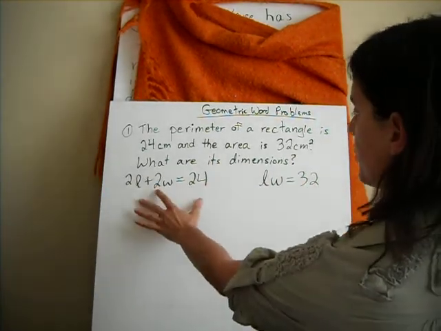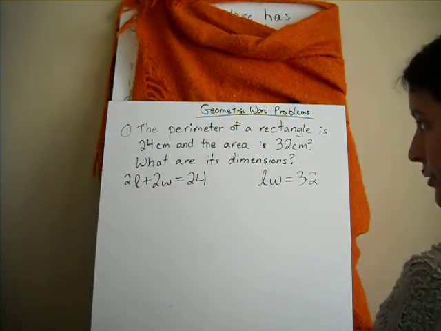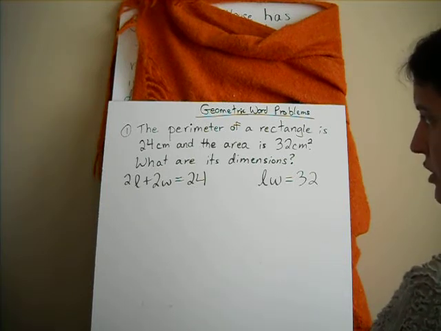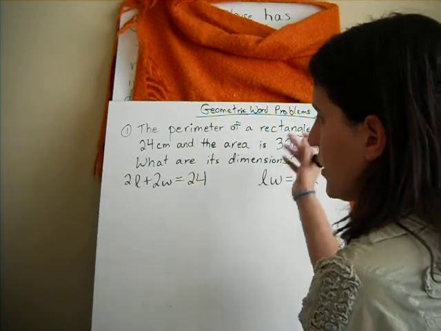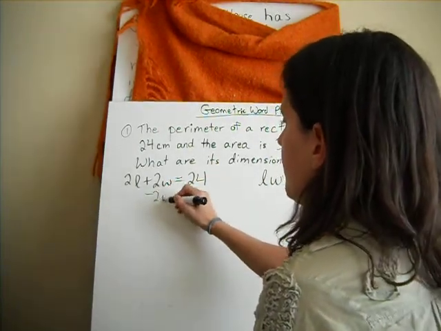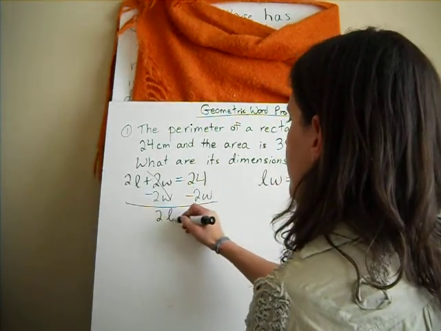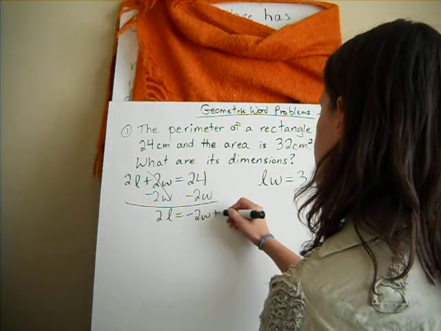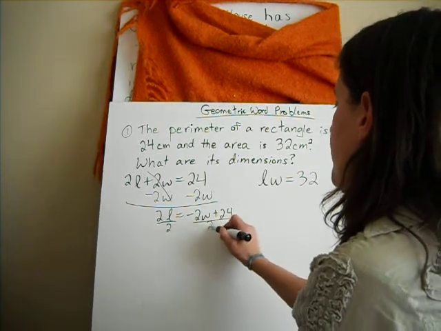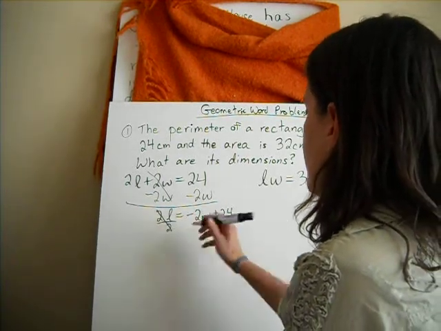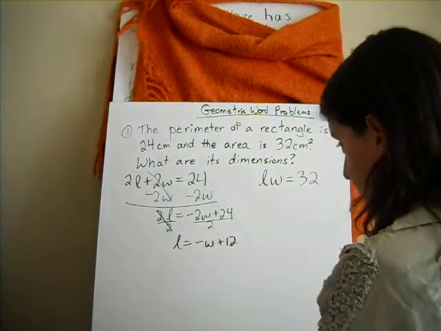But what you've got is two different equations that have both L and W in them. So what you can do is solve it as a system of equations. That's exactly what it is. So pick L or W and solve for one of them. In this one, it doesn't matter which one. And then get L completely by itself, so divide by 2. And I have that L is equal to negative W plus 12.